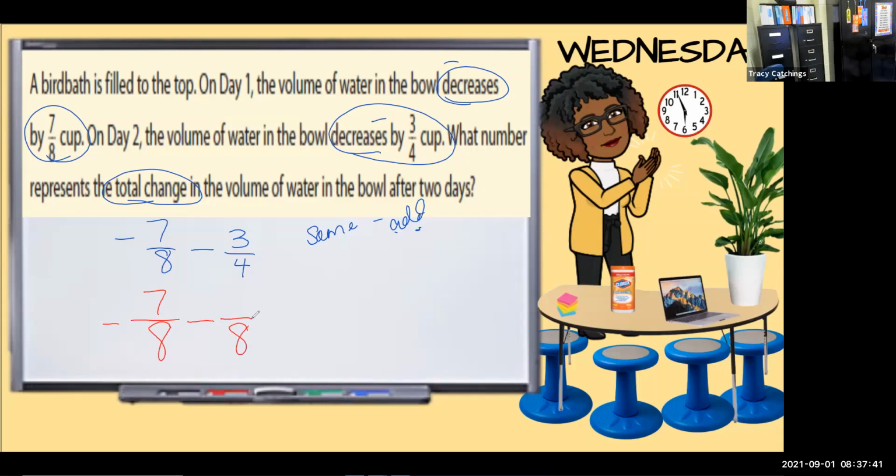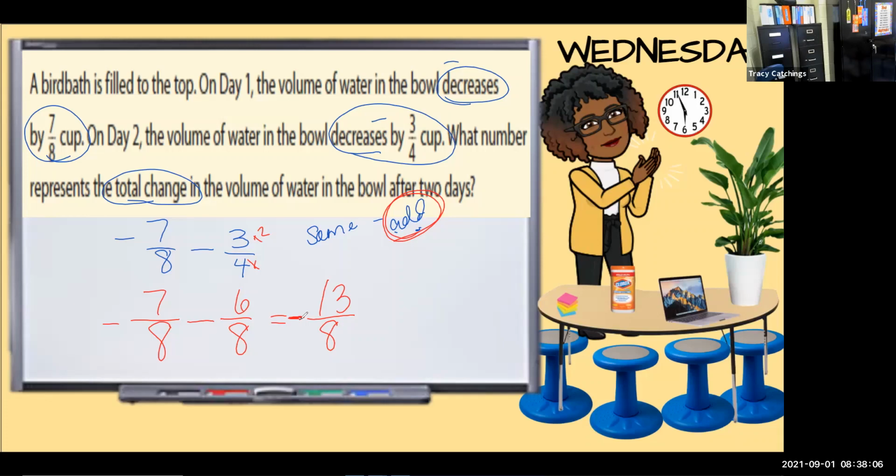So 4 times what get us 8? 2. And then 3 times 2? 6. Somebody said we added 7 plus 6. What else want with that rule to add? It said add and keep your sign. So that means 13/8 will be negative.